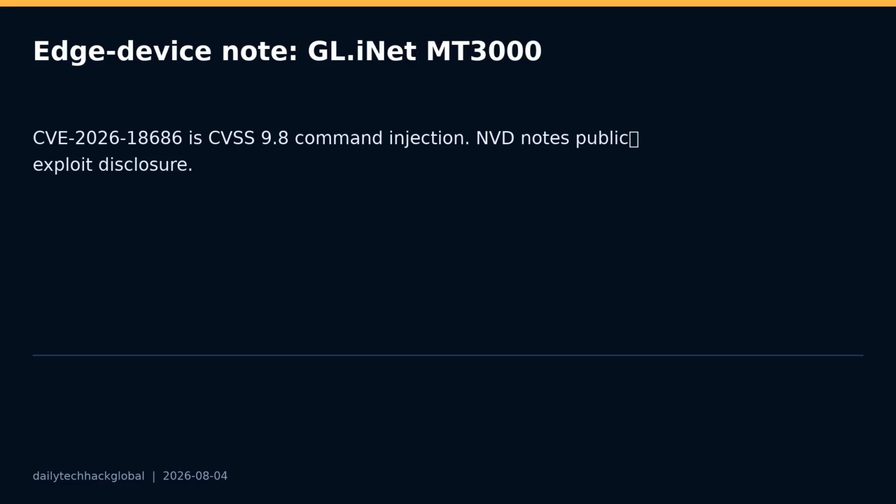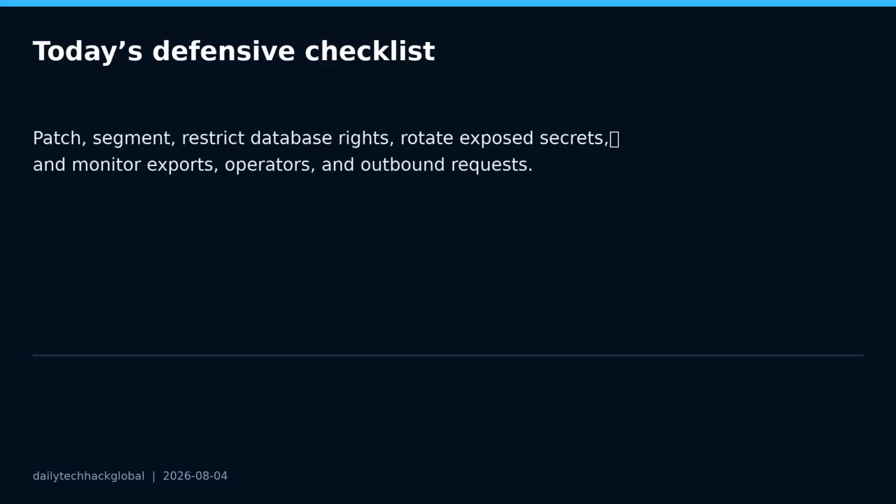Bottom line, patch Adobe Campaign Classic on-premise components first, especially externally integrated ACC v7 systems. Then reduce blast radius, segment servers, restrict service account and database permissions, rotate exposed secrets if needed, and watch logs for unusual outbound requests, SQL errors, administrator changes, exports, and unexpected processes. This briefing stays defensive, no exploit steps, just patching, validation, monitoring, and least privilege.